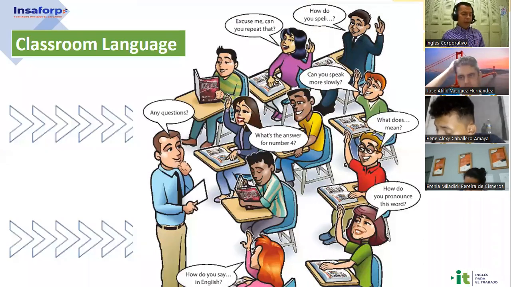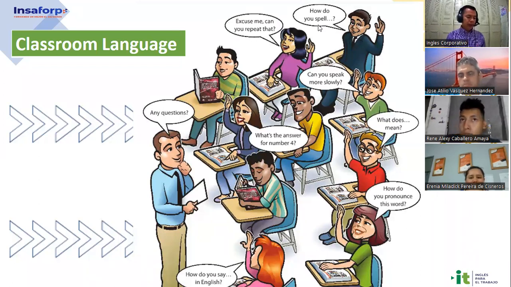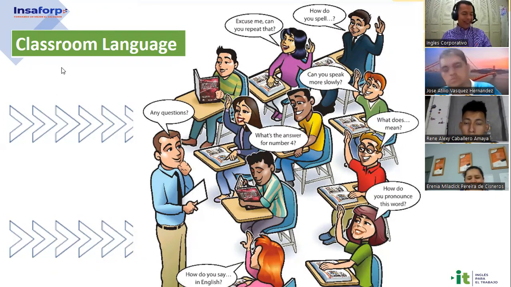Now here we have the vocabulary we're going to use in the class, right? Excuse me, can you repeat that? How do you spell? How do you spell? Remember, spell is when you use the alphabet, right? Can you speak more slowly? How do you pronounce this word? How do you pronounce that word? How do you pronounce classroom, right? You don't say classroom, it's classroom, right? Okay.